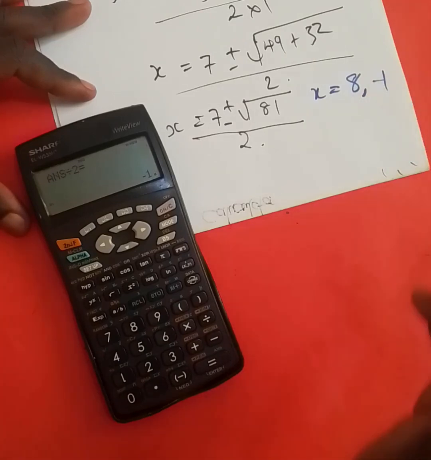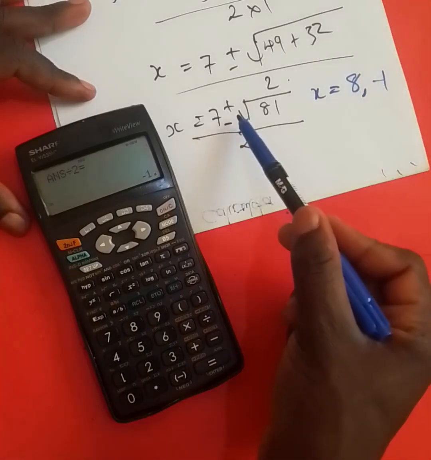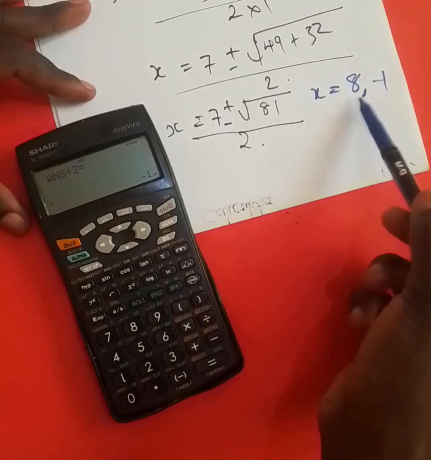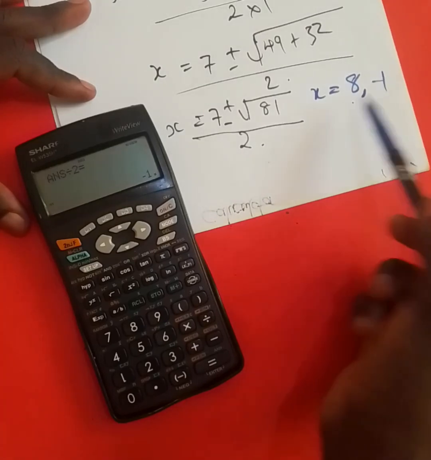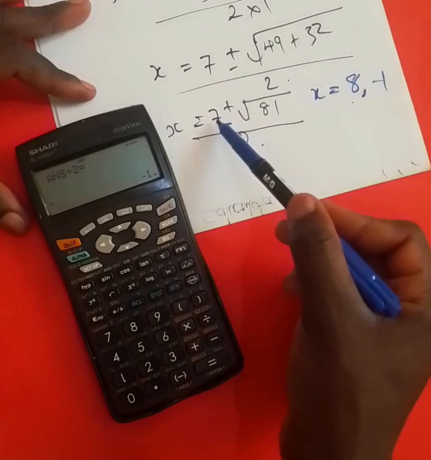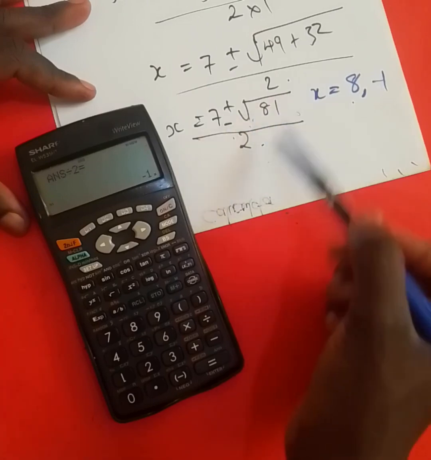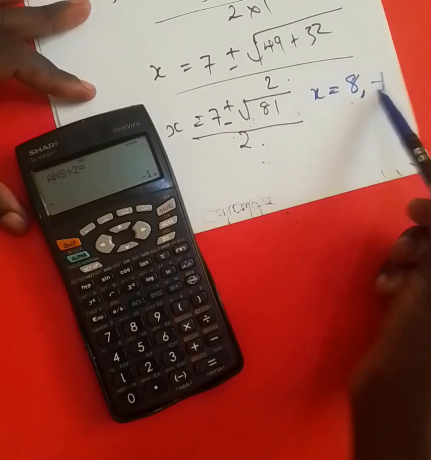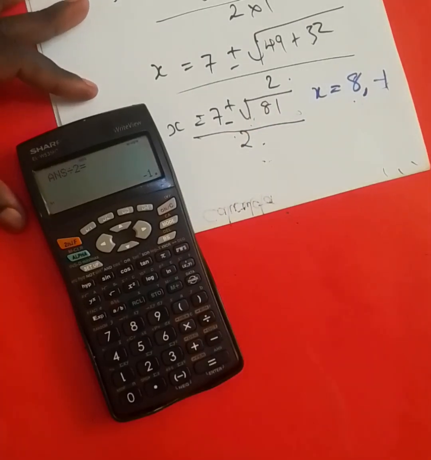Keep in mind that at first we said 7 plus root of 81 divided by 2, then we got 8, which is the first value of x. Then the second value, 7 minus the root of 81, all divided by 2, is negative 1. That's the second value of x. Then you'll be done.